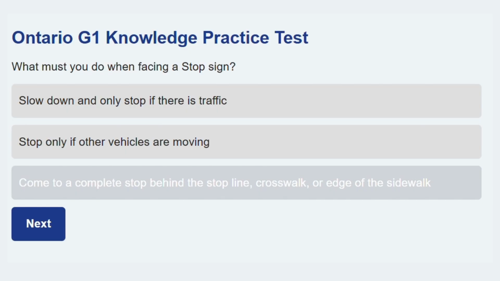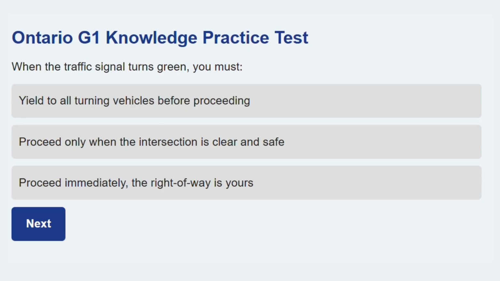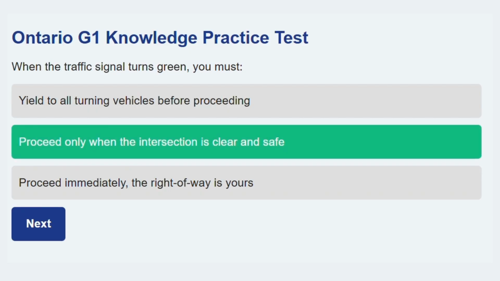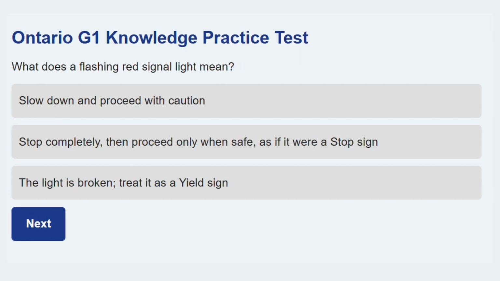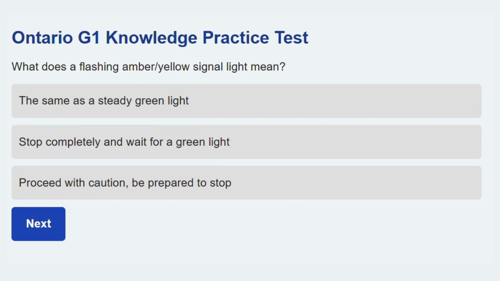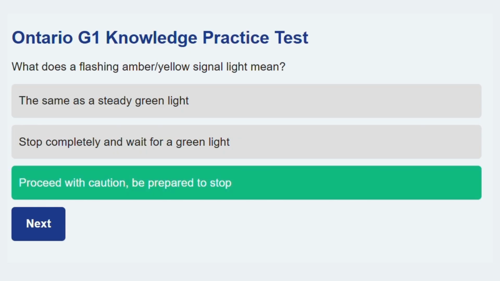Time for the next question. When the traffic signal turns green, you must proceed only when the intersection is clear and safe. You must yield to any vehicle or pedestrian still clearing the intersection. Next up, what does a flashing red signal light mean? Stop completely, then proceed only when safe, as if it were a stop sign. A flashing red light is treated the same as a stop sign. Let's continue. What does a flashing amber yellow signal light mean? Proceed with caution, be prepared to stop. This warns you that a change in traffic conditions is ahead.